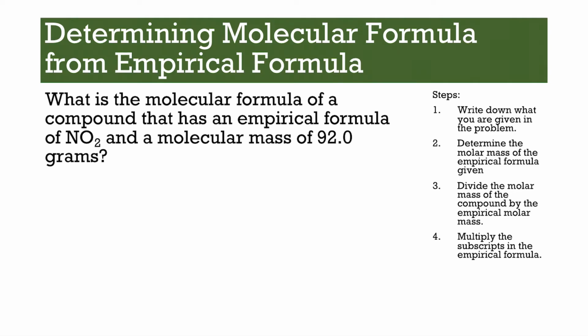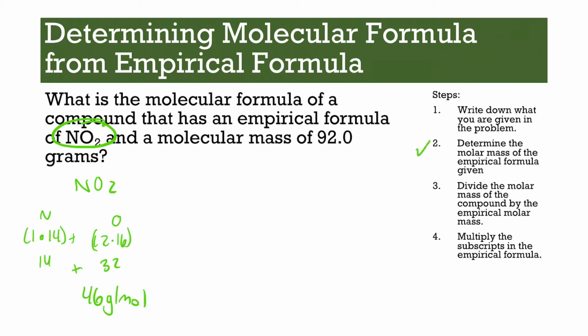Okay, so here's another one. We got the steps on the side. Let's go ahead and jump into this. So first thing is to find the molar mass of the empirical formula, NO2, and we got one N, it's 14, plus O, we got two of those, 16, 32, 14 plus 32 is 46. Okay, so we did that.